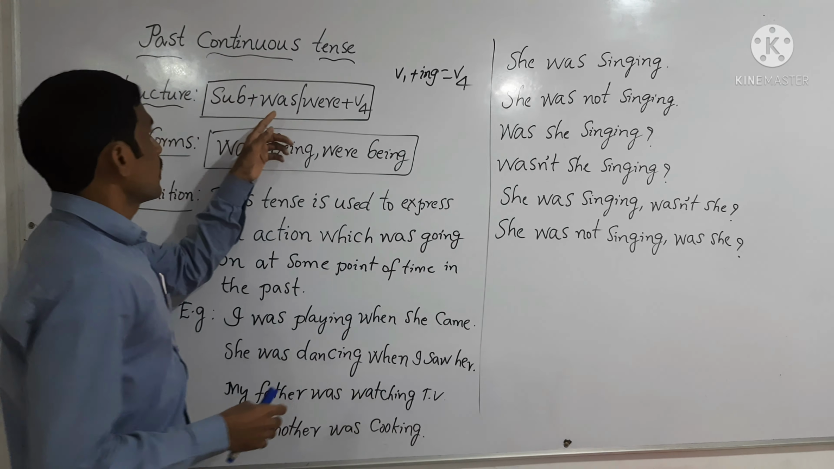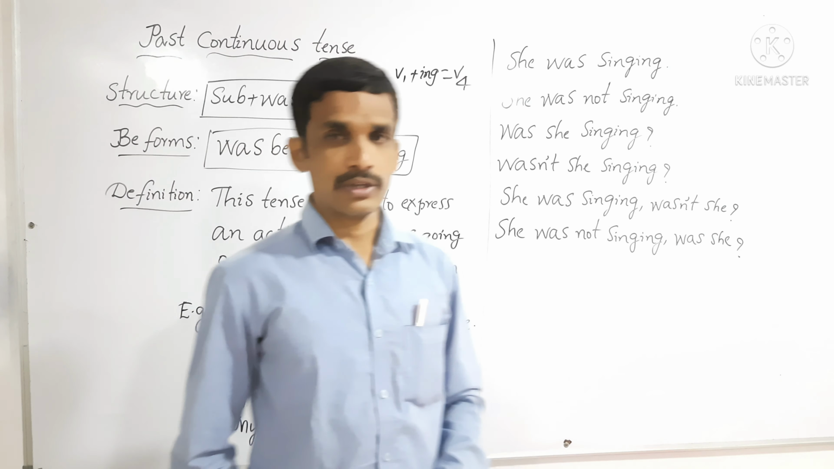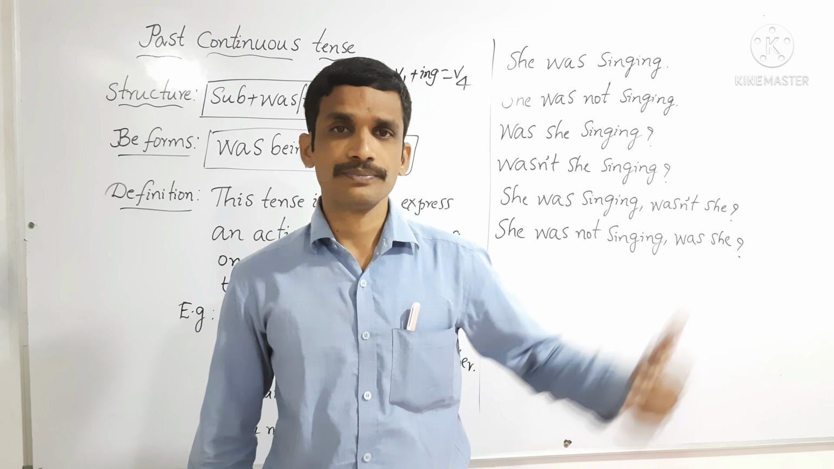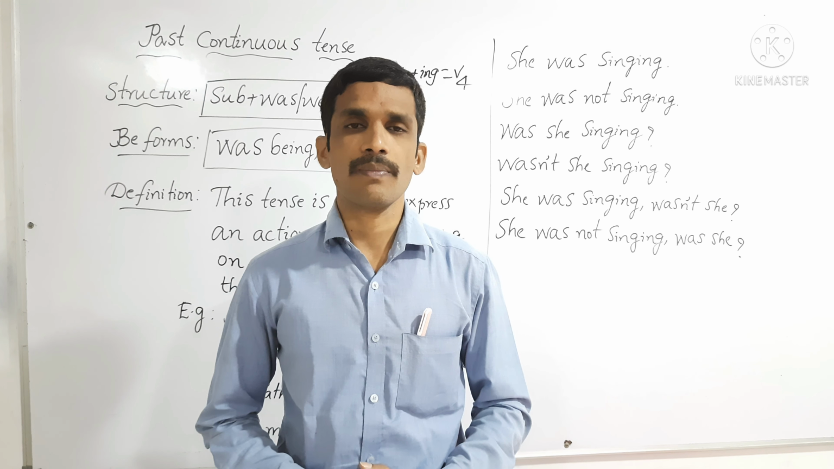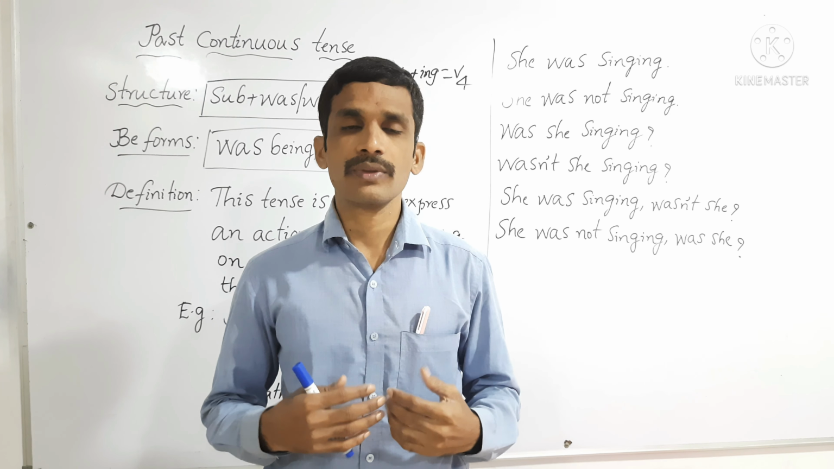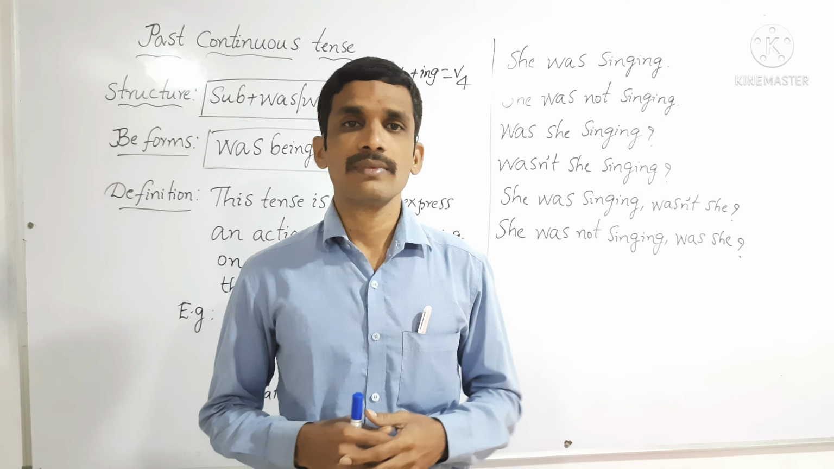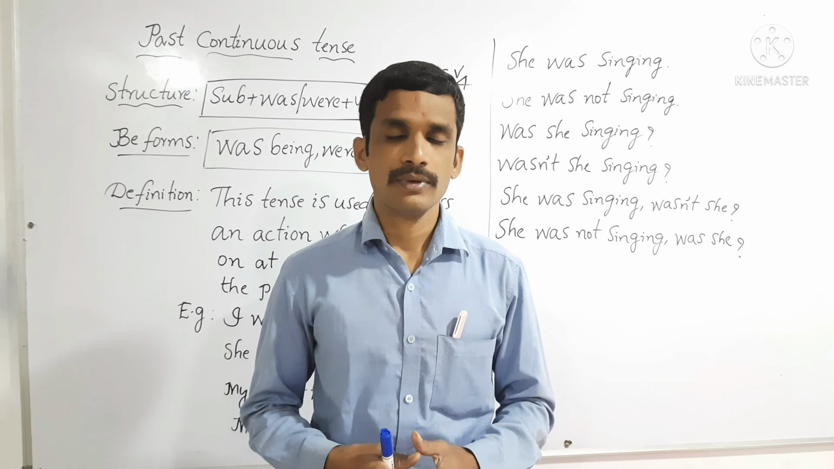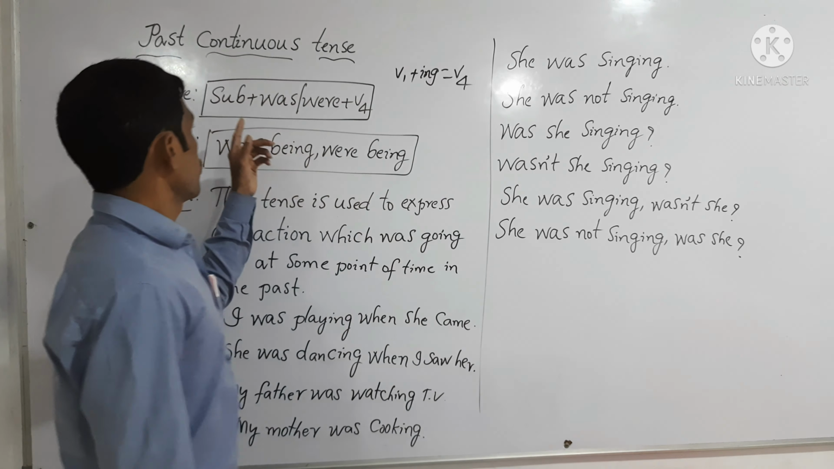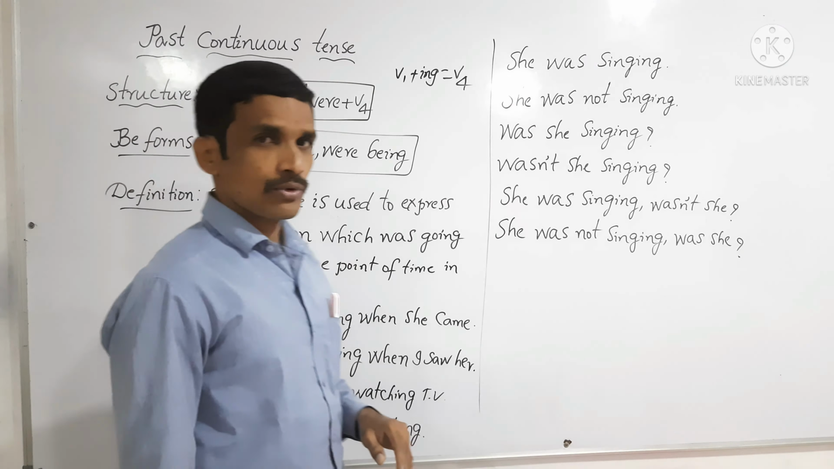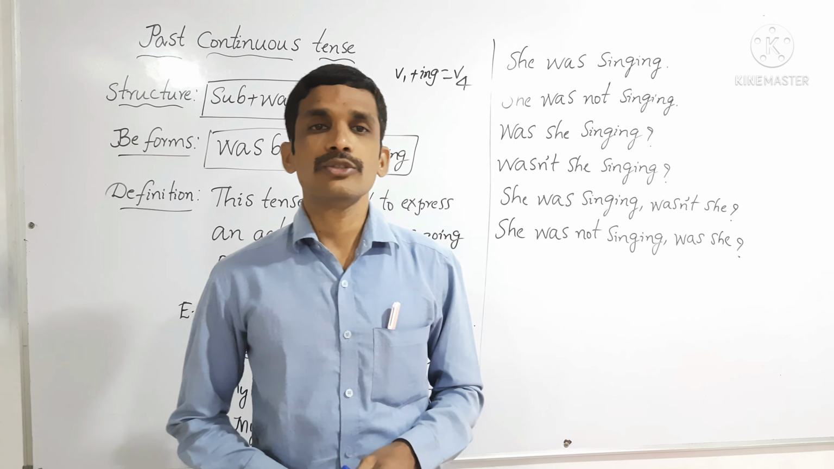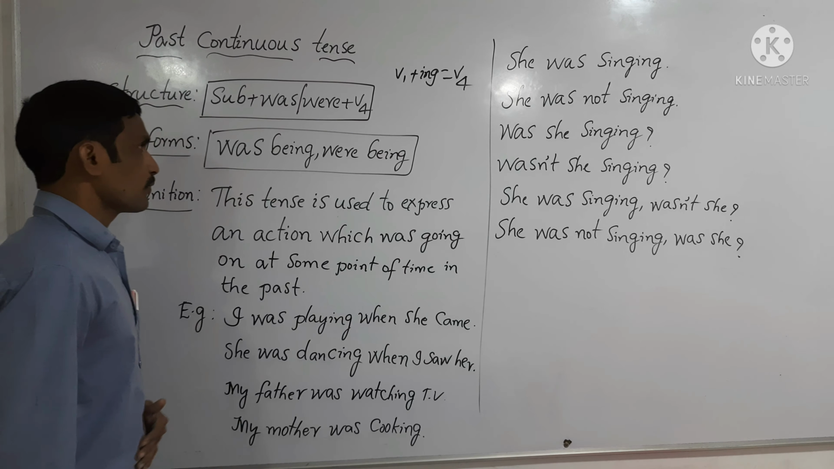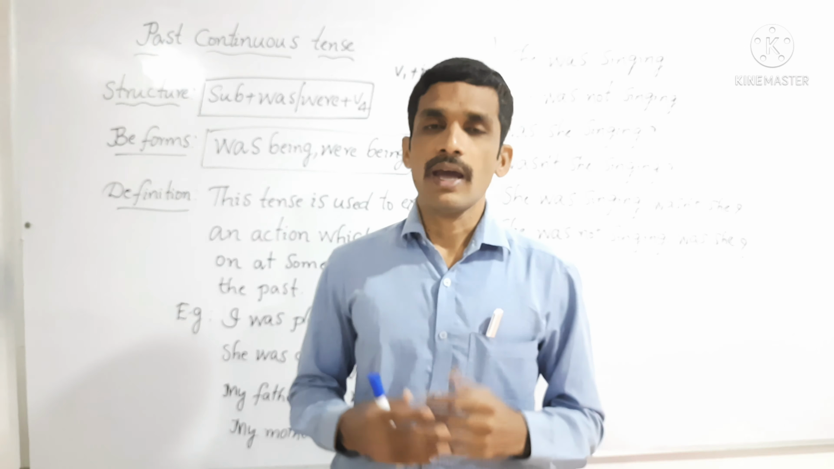Here, after was or were we have to write V4 in the past continuous tense. In the present continuous tense, after is, am, are, we have to write V4. With I, am, and he, she, it, is, and you, they, we, are in the present continuous tense. In past continuous tense, with I, he, she, it, we have to write was, with the remaining subjects you, they, we, were. After that, V4. The B forms of this tense are was being and were being.